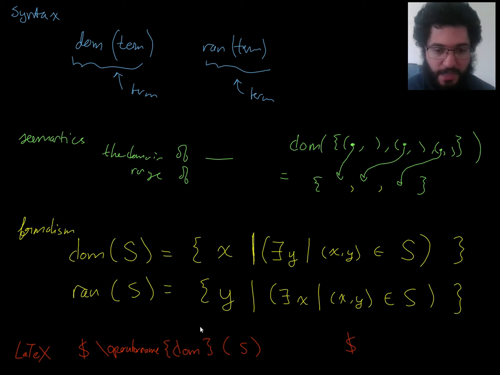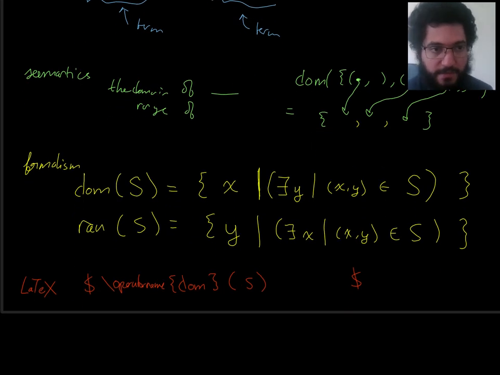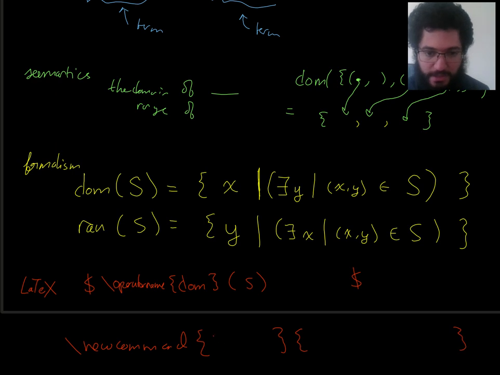And if you don't want to keep typing this \operatorname dom every time you want to take the domain of something in your writing, then somewhere early in your document you can define a command. So somewhere early in your document you can say new command, and then this takes 2 arguments. So you can call it \dom and then just put the name of the command there.